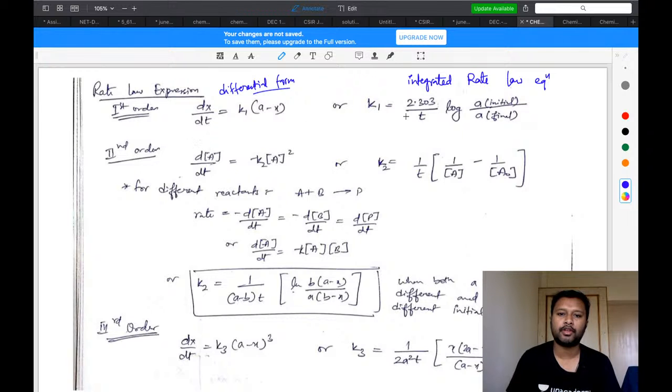For the first order, the rate constant K1 is given by 2.303 upon t log A initial upon A final. A initial is the initial concentration, A final is the final concentration. For the second order reaction, the differential form is dA by dt equals minus K2 A square, and the rate constant K2 is given by 1 by t multiplied by 1 upon A minus 1 upon A naught, where 1 upon A is the final concentration and 1 upon A naught is the initial concentration.